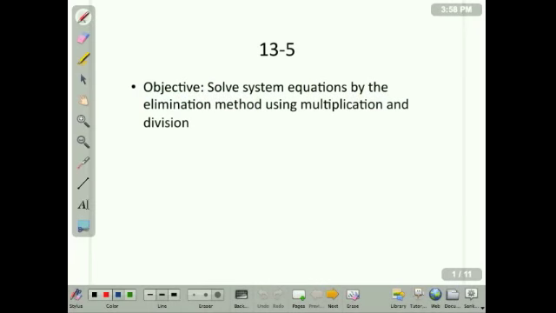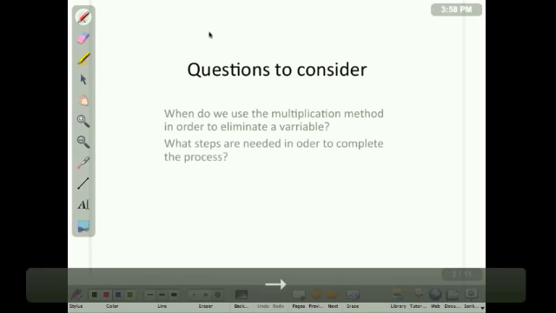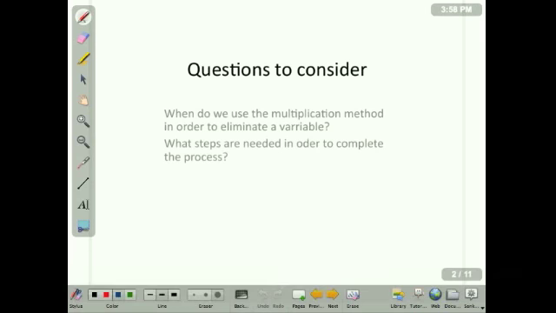In this presentation, we're going to look at solving a system of equations by using the multiplication method. Some questions that you'll need to consider: When do we use the multiplication method in order to eliminate a variable, and what are the steps needed in order to complete the process?